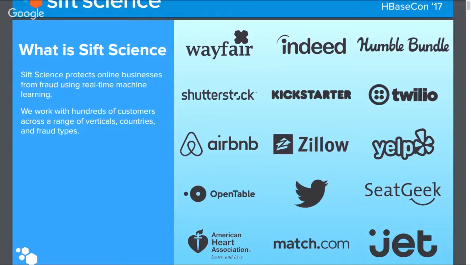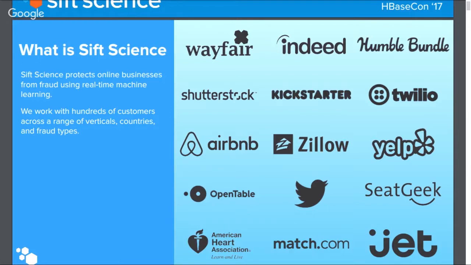So first, a little bit about Sift Science. We help online businesses fight fraud. We work with a variety of companies across a range of verticals, industries, geographies, to help prevent things like people using stolen credit cards, which cause chargebacks, people taking over other people's accounts, people posting spam or other bad content, abusing communities, creating fake accounts.